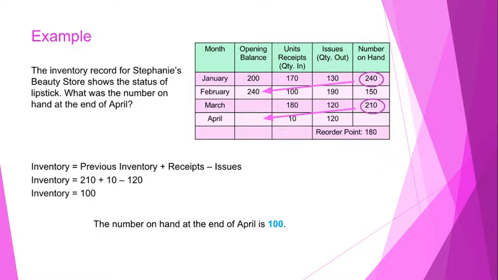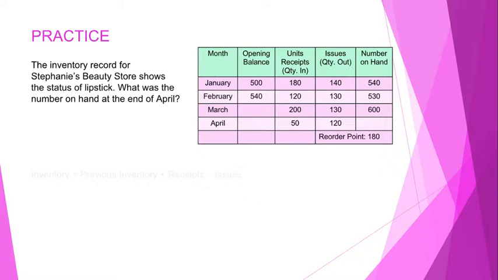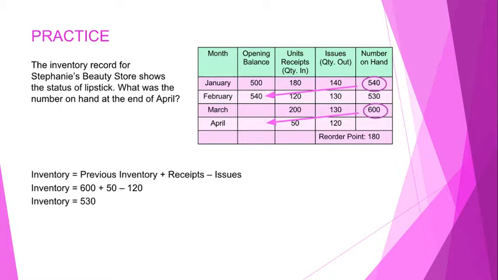So go ahead, pause the video, and see if you can figure out what the number on hand is at the end of April for this chart. Alright, now that you've had a chance to do that, let's look at it and see if you got it right. Remember your inventory formula. Our opening balance for April is 600. Our unit receipts is 50 and our issues is 120. Plug them into the formula, solve, and we get that we have 530 left at the end of April.